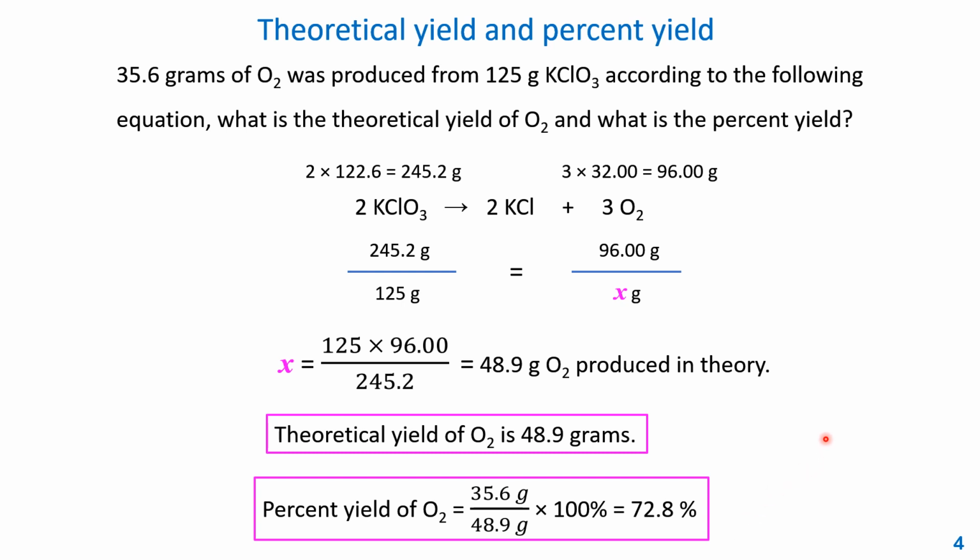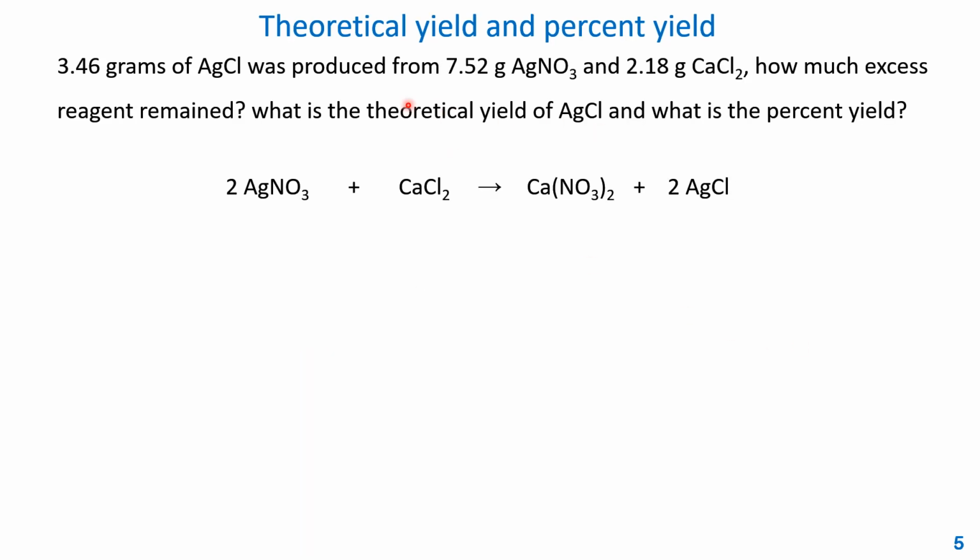Okay, I will give you one more example, then that's all for the report today. This is another example where we need to calculate the percent yield. We have 3.45 grams of silver chloride produced in this reaction, which is one of the products, from 7.52 grams of silver nitrate and 2.18 grams of calcium chloride. How much excess reagent remained? What is the theoretical yield of silver chloride and what is the percent yield?